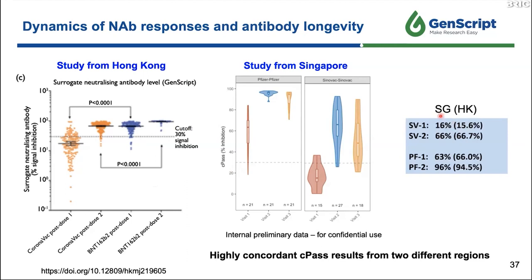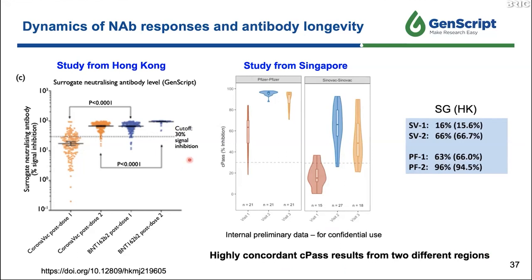So in the Singapore study, after Sinovac dose 1, the cPass value is 16%, while the Hong Kong value is 15.6%. After 2 doses of Sinovac, the Singapore study reported 66%, while the Hong Kong study reported 66.7%. So these values are very close, and the values are also very close for the Pfizer data sets. So this means that we can have very highly concordant cPass results from 2 different regions.